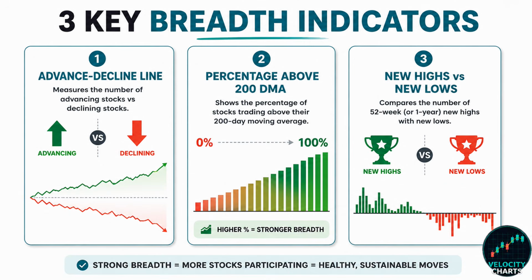Three breadth tools every Indian trader should know. First, the advance decline ratio: number of advancing stocks divided by declining stocks on NSE. Above 2 is bullish. Below 0.5 is bearish. Around 1 means indecision. Check this at 3 p.m. daily.